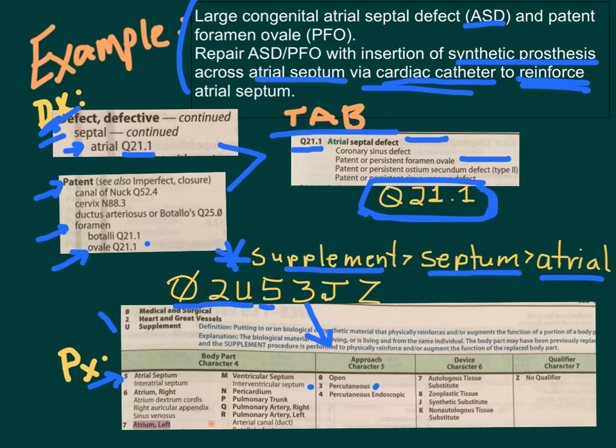Then we will pull in our 6th character of J, synthetic substitute, because it tells us up here we have a synthetic prosthesis. And then we have no choice for character 7, no qualifier. So this leads us to 0 2 U 5 3 J Z.